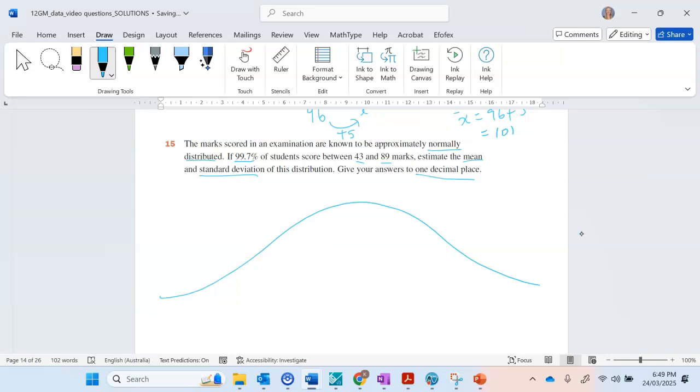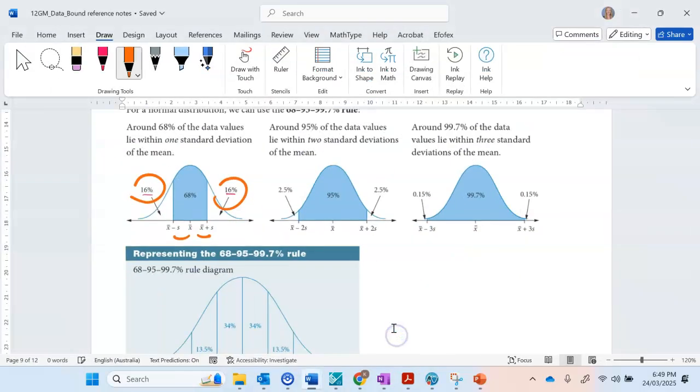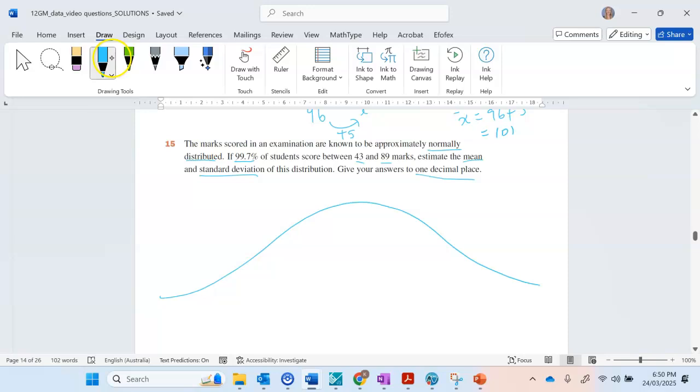So 99.7, think about how many standard deviations we are from the mean. Here it is. All right, so we're 3 standard deviations from the mean. So I'll put my mean in the middle. Remember, we don't know what that is, but we've got 1, 2, 3, 1, 2, 3. So we know that between here and here is 99.7%, and that is between 43 and 89.